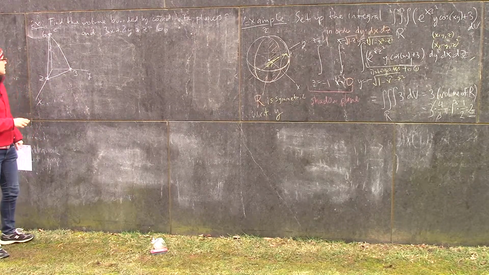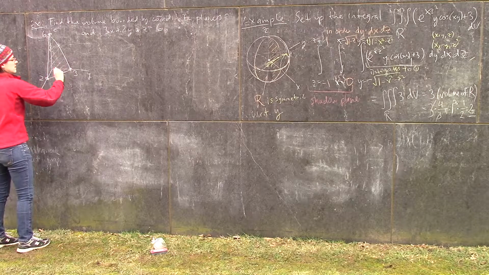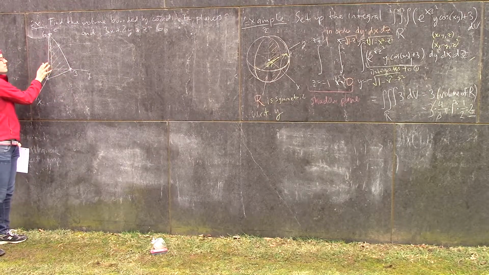So the plane is an infinite plane, but the part that is in the first octant looks like this. So here's the plane. There it is. And we want to know what's the volume of that region there.